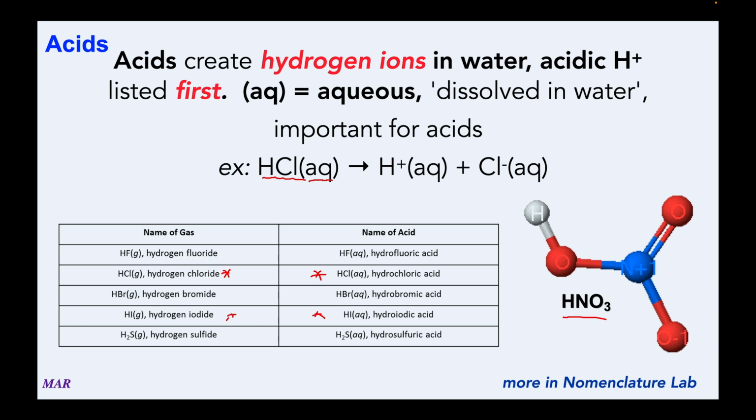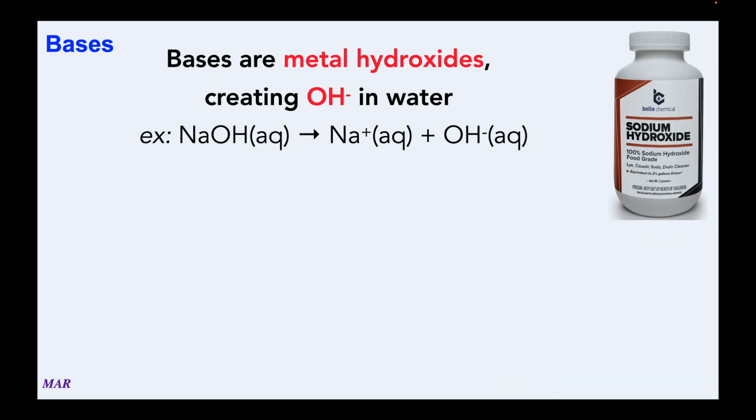We'll talk more about acids in the nomenclature lab. So acids are important, but bases are too. And so bases are metal hydroxides. And if acids are yin, then bases are yang. They're kind of the opposite of each other, and they're both really important.